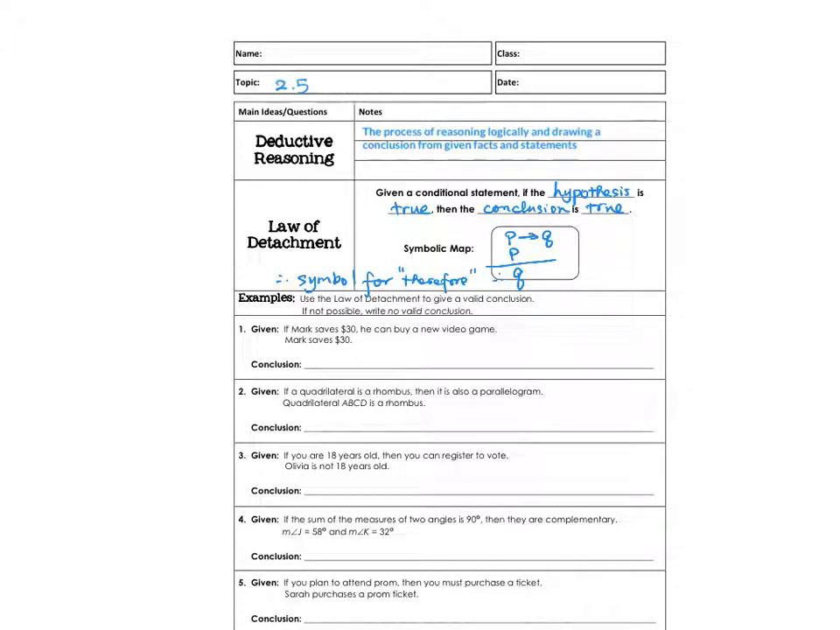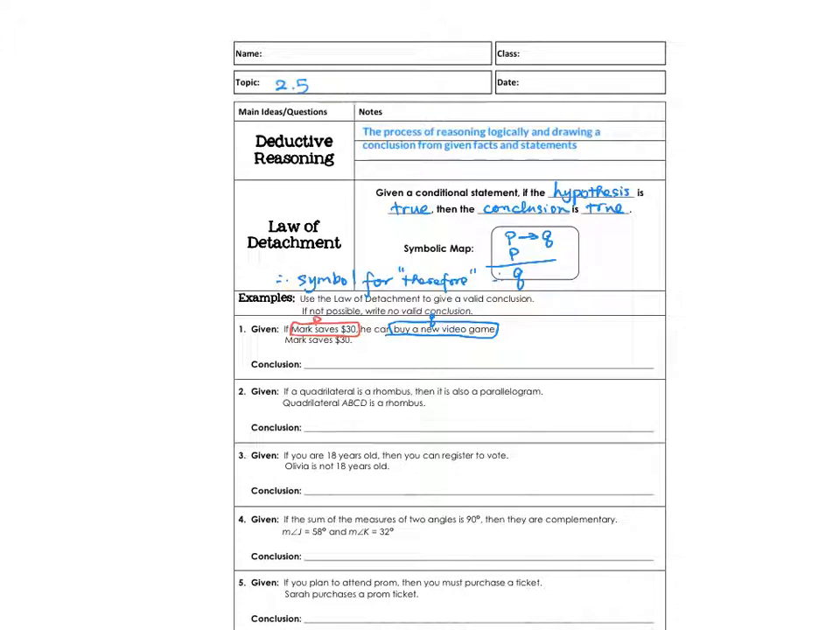So let's look at some examples here. Use the law of detachment to give a valid conclusion. If not possible, write no valid conclusion. Given: if Mark saves $30, he can buy a new game. Here is the P, the red. Mark saves $30. And then the blue, then he can buy a new video game. That's Q. If P, then Q.